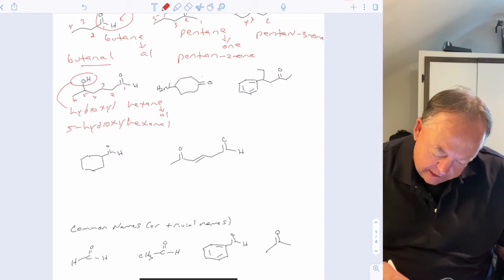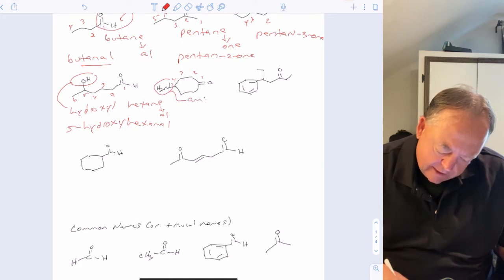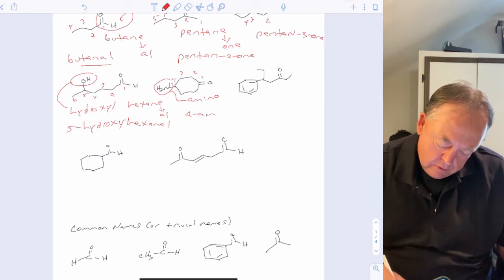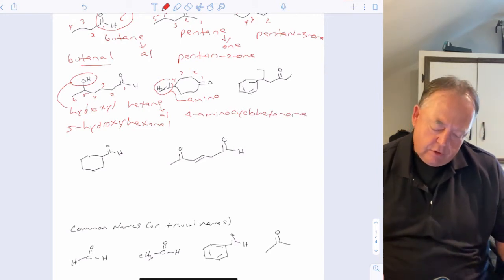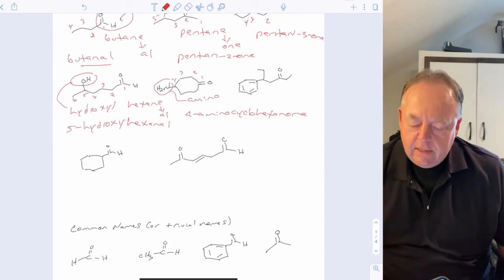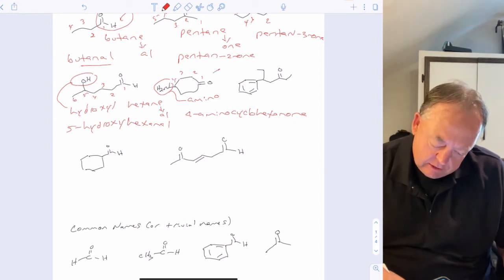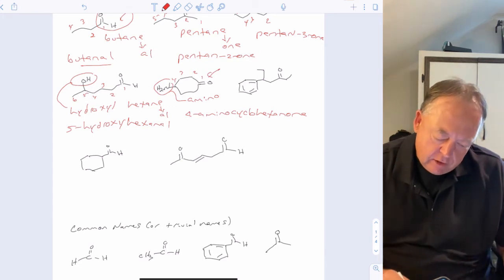In this case, we have a ketone, so 1, 2, 3, 4. NH2 would be called amino if it doesn't have priority. So this would be 4-amino cyclohexanone. You don't have to say cyclohex-1-one because it's a ring. By definition, that's where you have to start numbering.